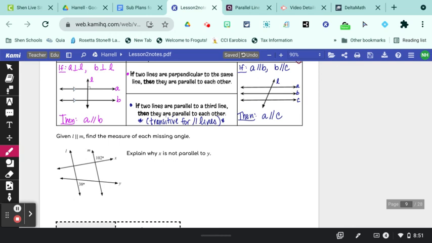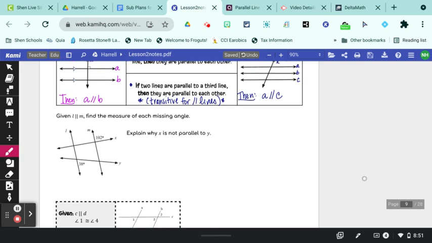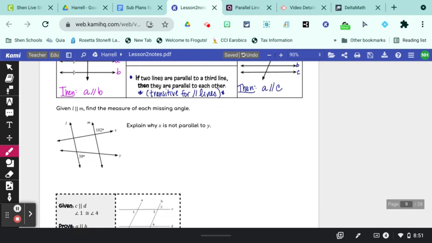Okay. So it says, given L is parallel to M, find the measure of each missing angle. Explain why X is not parallel to Y. So if these are parallel, we know that this is 102, which means this would have to be 78 because of linear pairs. So these two angles right here are not the same, and so they can't be congruent.